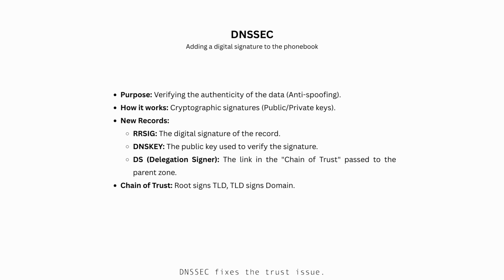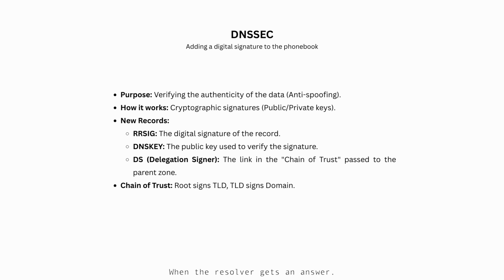DNSSEC fixes the trust issue by adding digital signatures to DNS. Think of it as adding a signature to the phone book to prove it's authentic. The purpose is verifying the authenticity of data, preventing spoofing attacks. Here's how it works with cryptographic signatures. 3 new record types. RRSIG is a digital signature of the record itself. DNSKEY is the public key used to verify that signature. DS, or delegation signer, is the link in the chain of trust passed down to the parent zone.